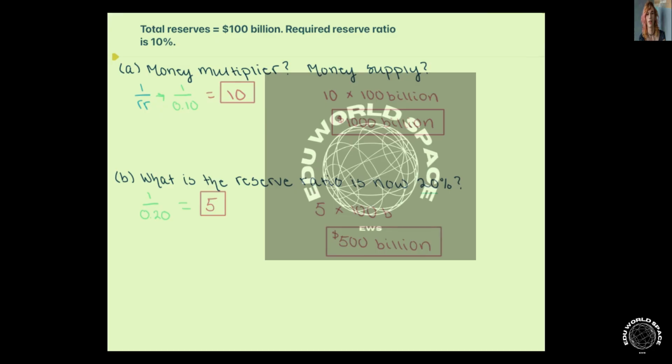So our decline here, we can calculate that as that $1,000 billion in our money supply that we had prior to the raise. Subtract from that this new money supply of $500 billion, and we can see that we had a decline in our money supply of $500 billion.